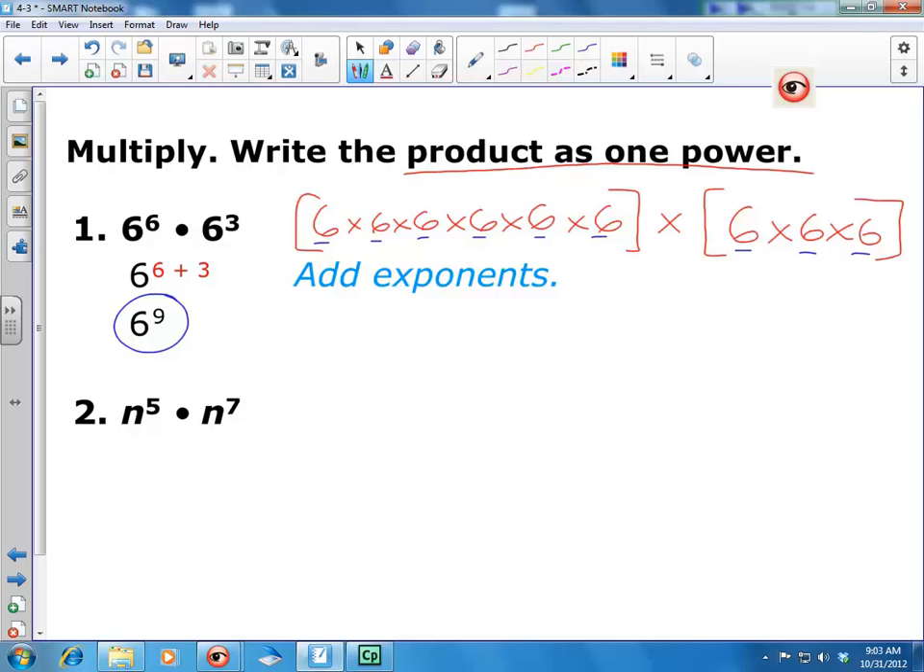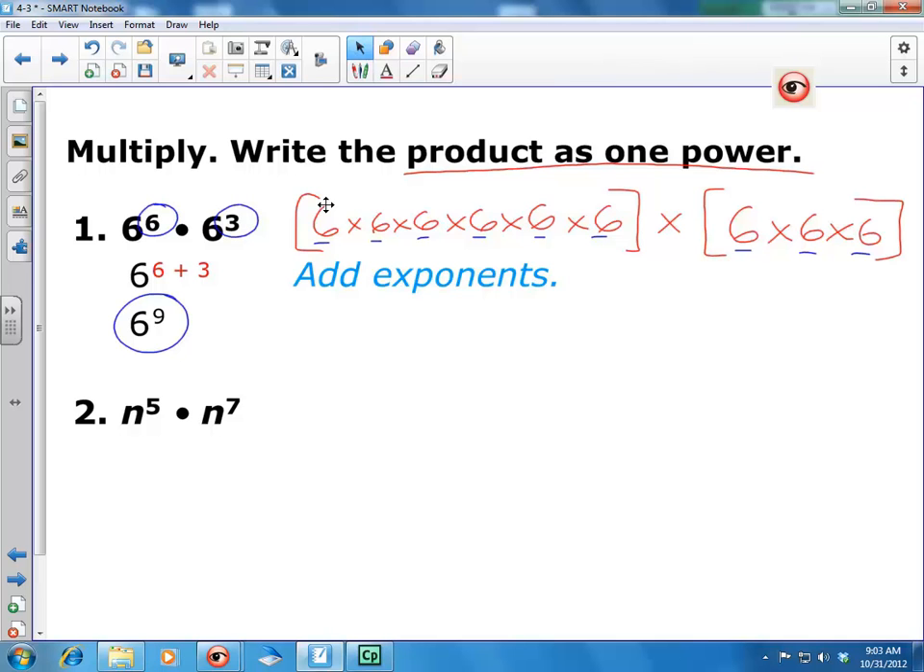So if we wanted to write that as a number to a power, all it would be is 6 to the 9th power. And to do that, all we really have to do is add up those exponents and keep the base the same. Yes, there will be some that are more difficult than this. But to figure this out right here, all we have to do is add those exponents, and that gives us our correct answer.